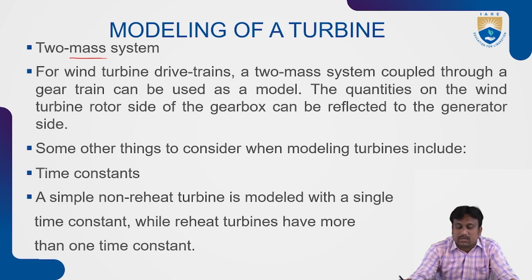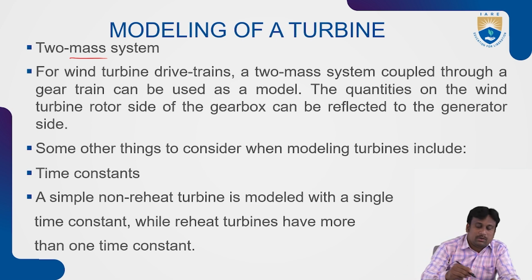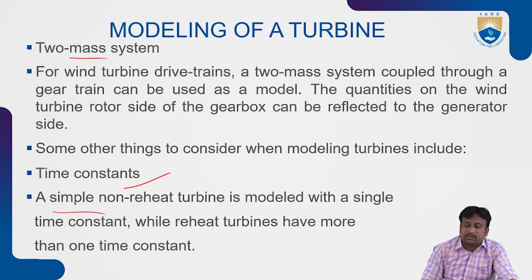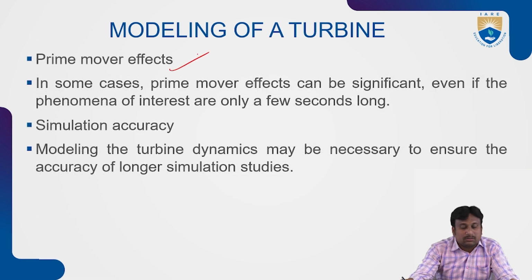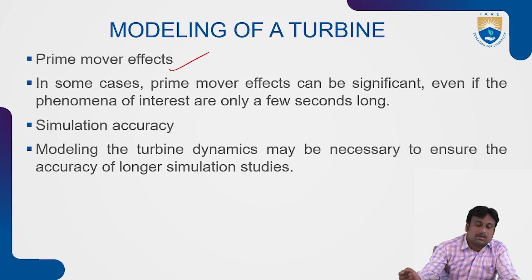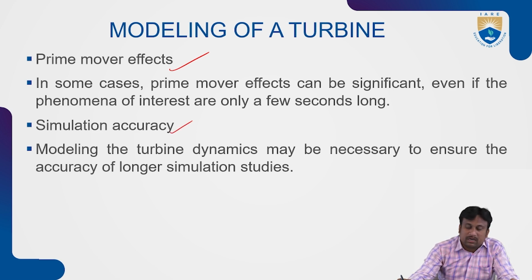Some other things to consider when modeling turbines include time constants. Here a simple non-reheat turbine is modeled with a single time constant, while reheat turbines have more than one time constant. Then prime mover effects. In some cases, prime mover effects can be significant even if the phenomena of interest are only a few seconds long. So simulation accuracy is considered here. That is, modeling the turbine dynamics may be necessary to ensure the accuracy of longer simulation studies.